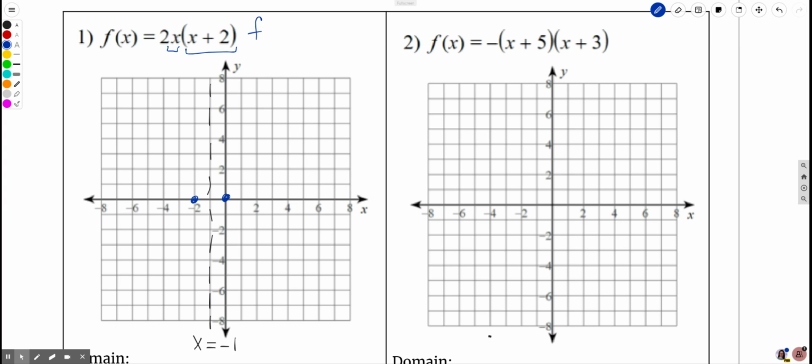So we're going to substitute a -1 into our function equation. Everywhere you see an x, we're going to use a -1. And we end up getting -2 times 1, which is -2. So when x is -1, y is -2. That gives us this point right here.